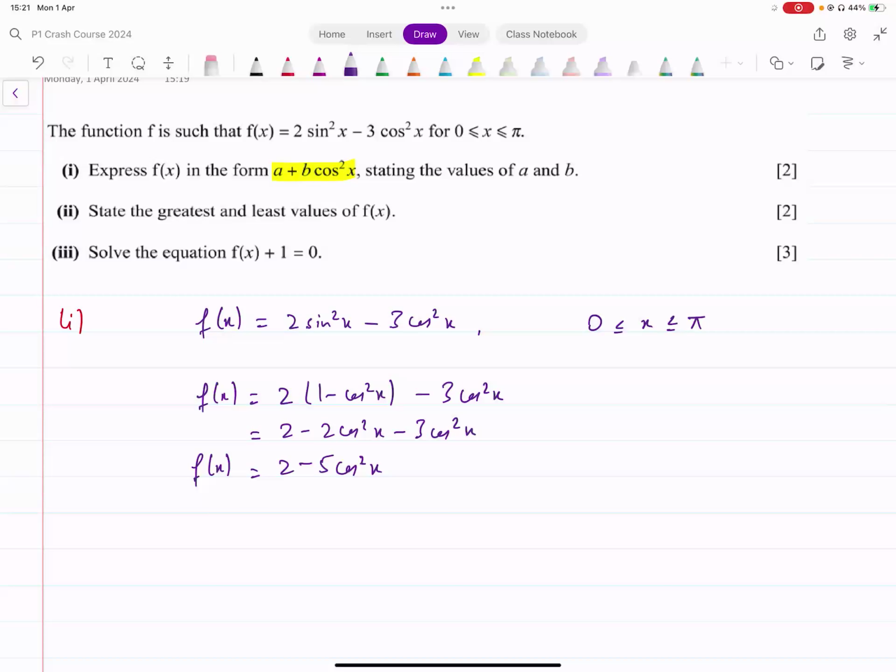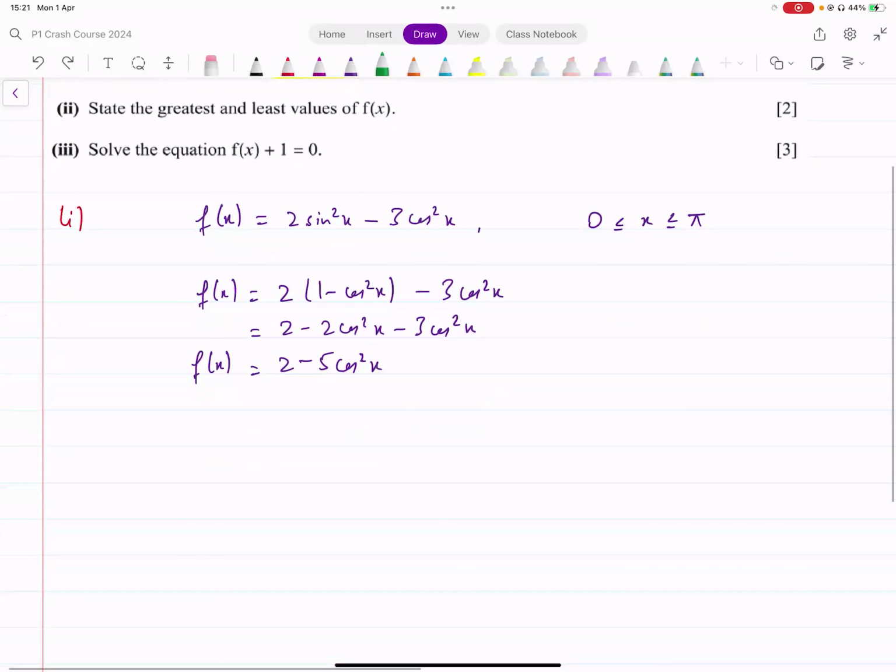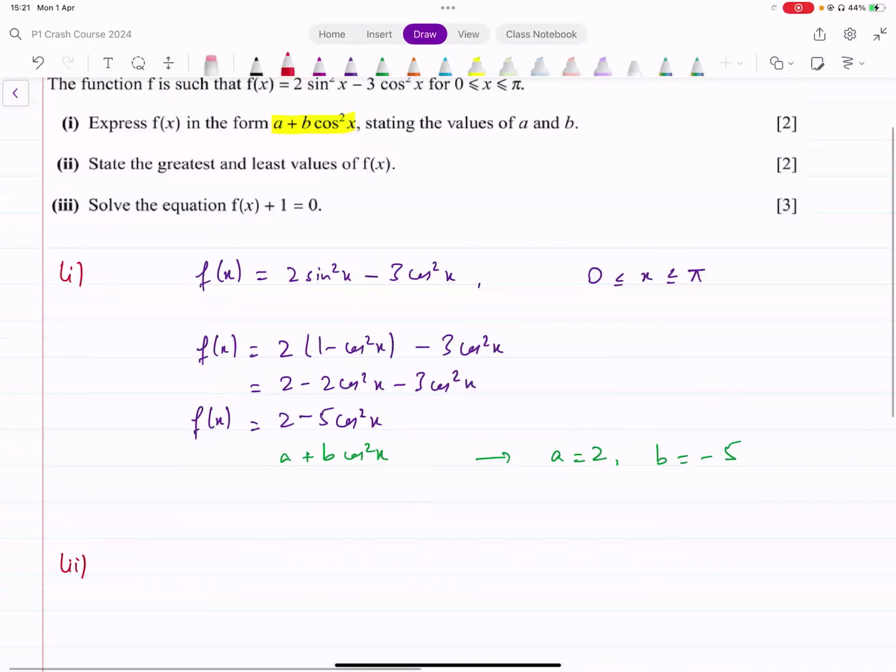2 minus 5 cos square x. This is f of x. Okay. That's the first part. It says state the values of a and b. If you compare with this form, it's a plus b cos square x. That means a is equal to 2 and b is equal to minus 5. Okay, that's the first part. Again, that was just simple trigonometry.